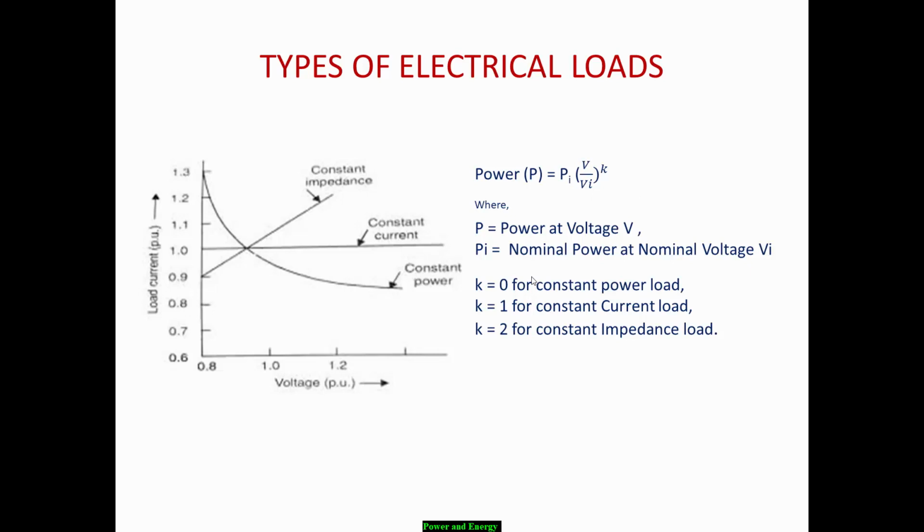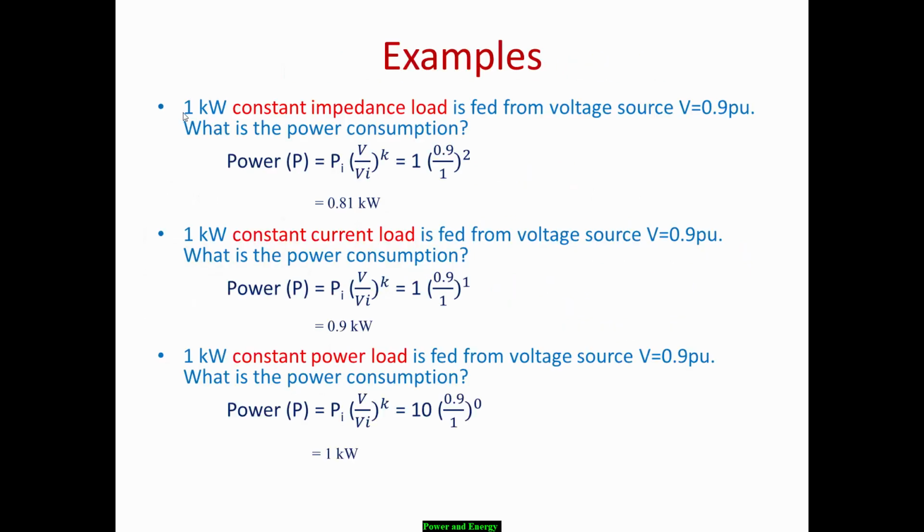Let me discuss a few examples. A 1 kilowatt constant impedance load is fed from a voltage source of 0.9 per unit. What is the power consumption? So it is a constant impedance load. We have to use the same formula that I mentioned earlier, with K equal to 2.